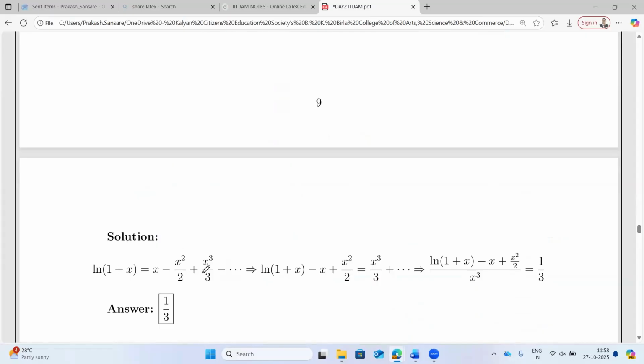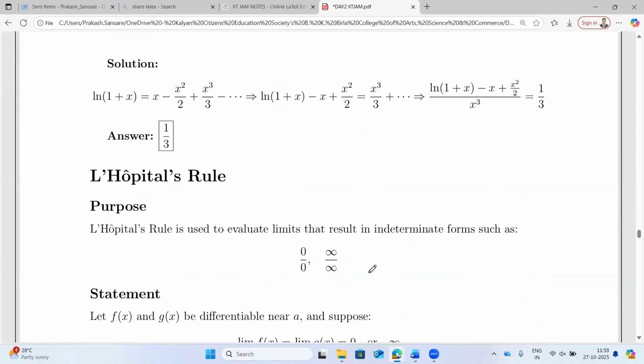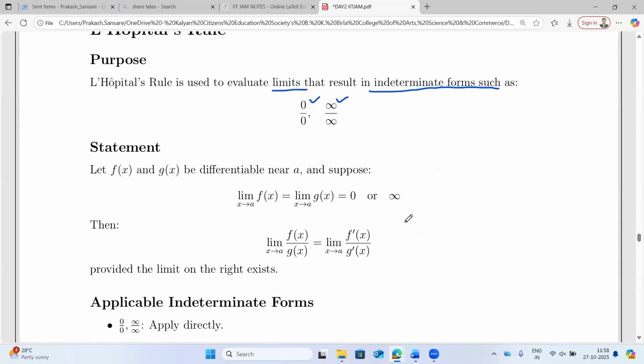Yeah, this is a standard formula and then you just shift it and you'll get this answer. Now let me cover L'Hospital's rule. It is used to evaluate limits that result in indeterminate form such as 0 by 0, infinity by infinity. These all are called indeterminate forms. Somebody has asked me whether in L'Hospital's rule you need the denominator to be non-zero. Let me state the statement.